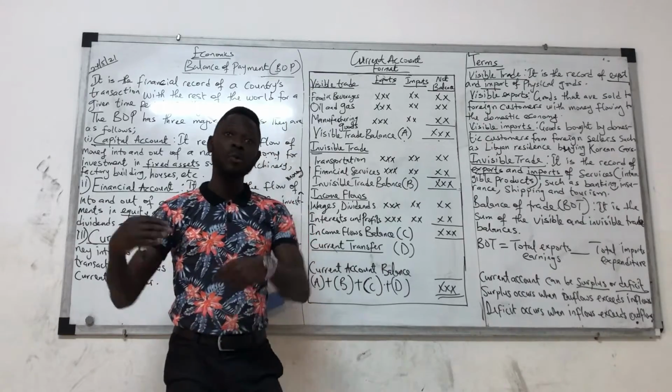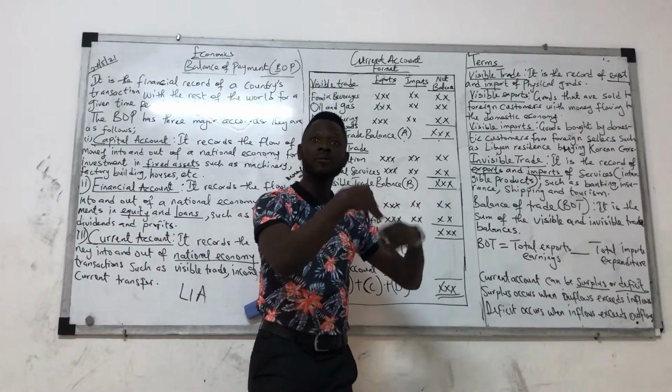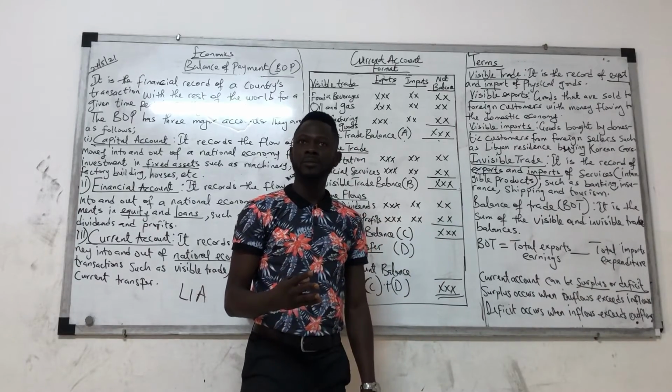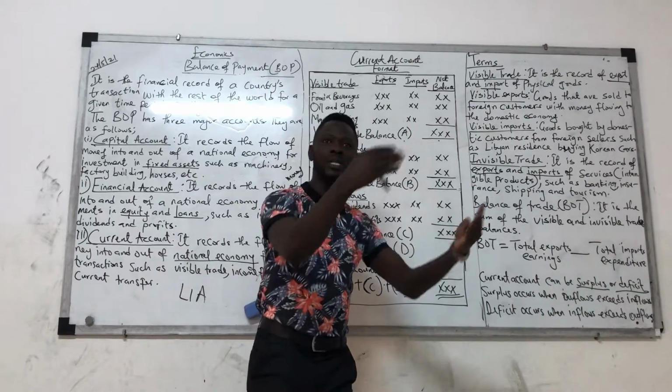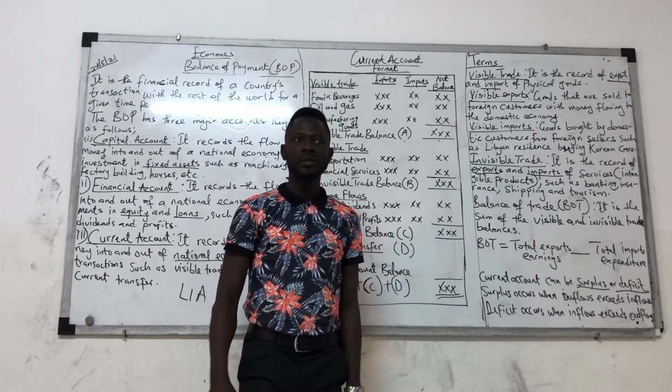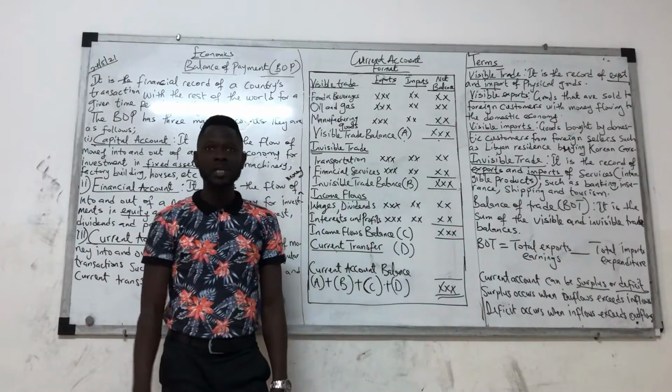But we Libyans, when we go out of this country, in terms of tourism, it is invisible what? Imports. Do we get it? We are going out. That means we are spending out of this country. It's invisible import. Do we understand invisible import and invisible export?